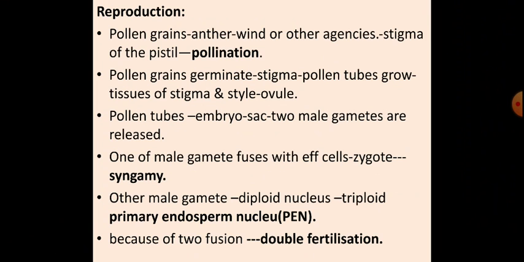This process is called syngamy. The fusion of the male gamete with the egg to form a zygote is called syngamy. Sorry, there is a spelling mistake. It is not EFF, it is egg, E-double-G. One of the male gametes fuses with the egg to form a zygote. That process is called syngamy, or commonly we call it fertilization. Okay, this is one step.